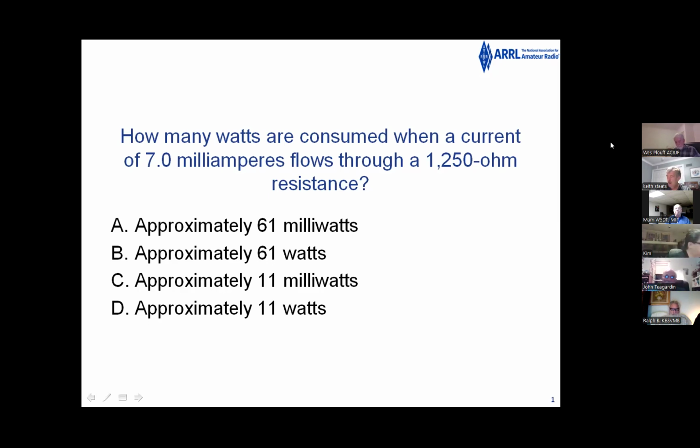If you remember the equation, maybe. I don't know if we covered this very slowly. It's a very common equation when you're doing circuitry. It's the I squared R. Watts is equal to amps squared times ohms. I squared R. We're always chasing I squared R losses, which are heat. So if you square 7 milliamps and multiply that by 1250, any guesses?